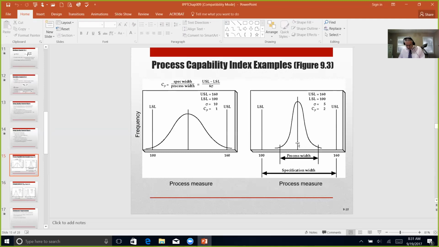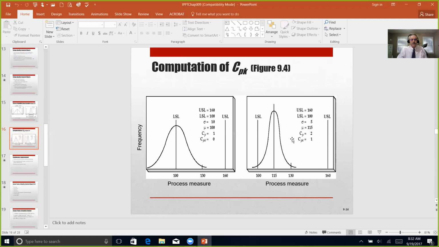But if you really want to think about this from this concept, if the Cp is greater than or equal to 1, especially if it's greater than 1, it's a good indication that the process is able to meet its specification. And they talk about that again at the bottom of page 199. So as we continue on, we talked about this particular figure as well, again figure 9.4 at the bottom of page 200.